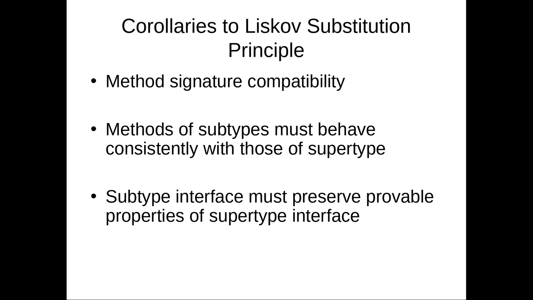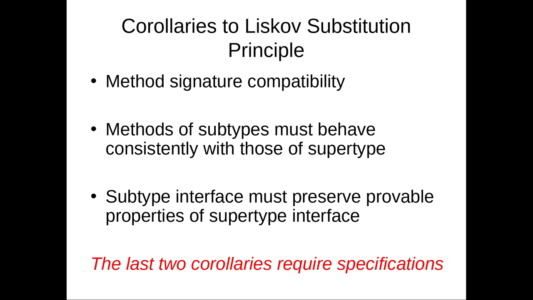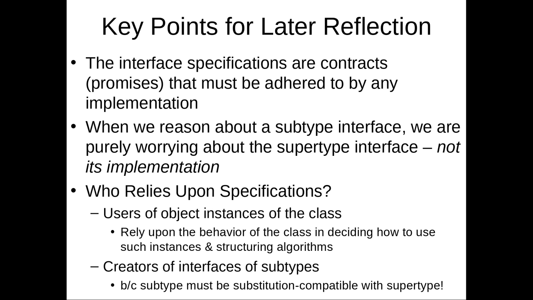And there are three components to this. One is the signatures have to be compatible. The methods of the subtype have to behave consistently with those of the supertype, and then properties have to be maintained. And really, to reason about this, you need specifications. You need contracts, ladies and gentlemen. So, let's talk about that. I'm going to give you a few examples here that will put you in good stead.